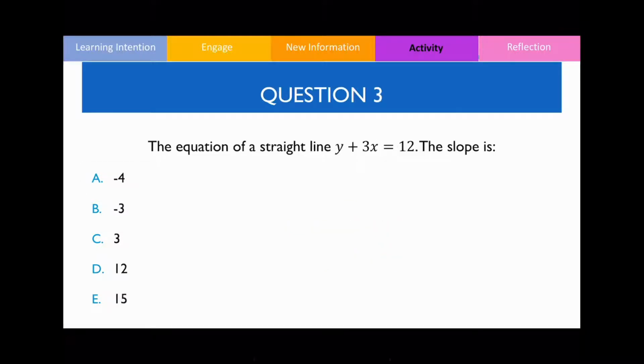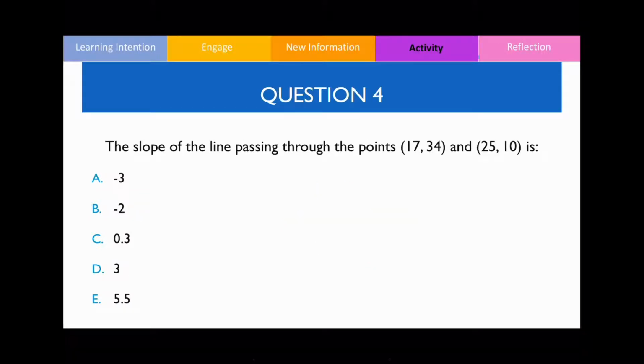Question 3 wants you to identify what is the gradient for this particular equation over here. Notice that this is given in the standard form, so we have to actually transpose it into the y is equal to mx plus c form. So in this case over here, I'm going to subtract both sides by 3x, and in doing so, this will cancel this part over here, hence your equation will be y is equal to 12 minus 3x, and we can clearly see that your m value is going to correspond to -3. So hence B will be the correct answer.